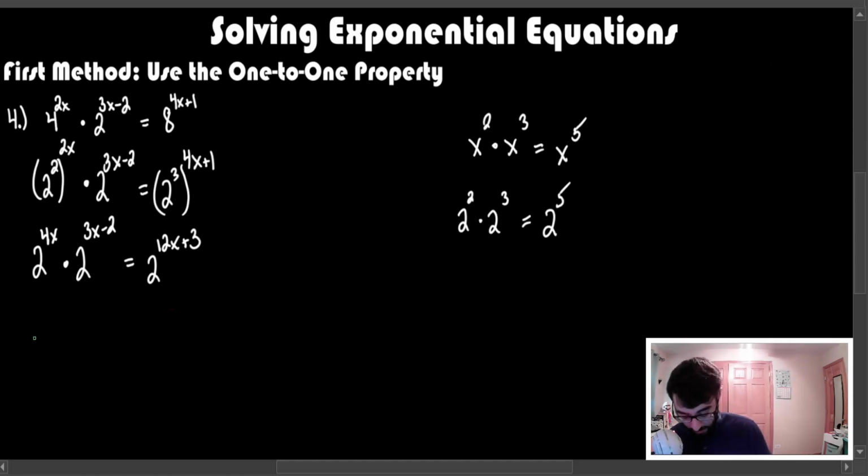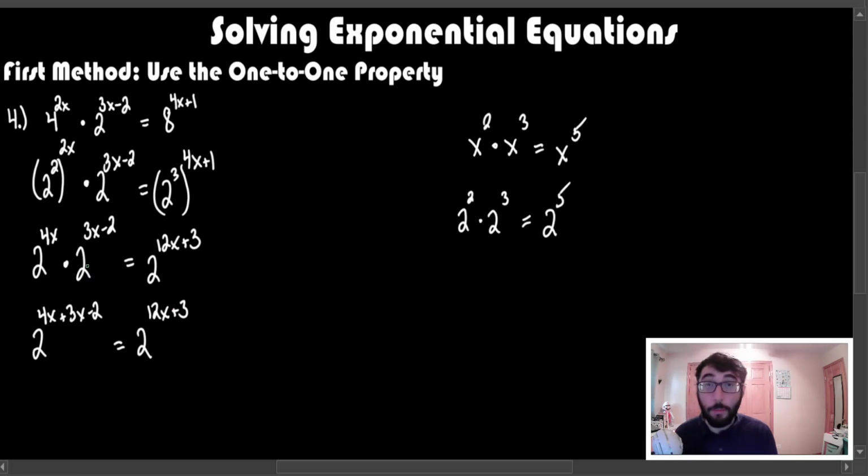So what this is going to become is 2 to the, and I'll actually write out all of this work, 2 to the 4x plus 3x minus 2 power is equal to 2 to the 12x plus 3 power. Notice that when you have like bases multiplying, all you're doing is adding the exponents. I'm just adding the exponents there. There's no big deal. And now I can go ahead and use the one-to-one property.